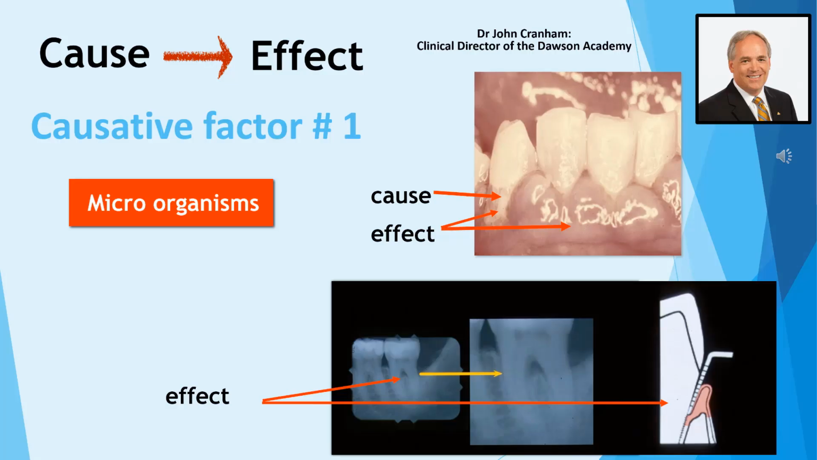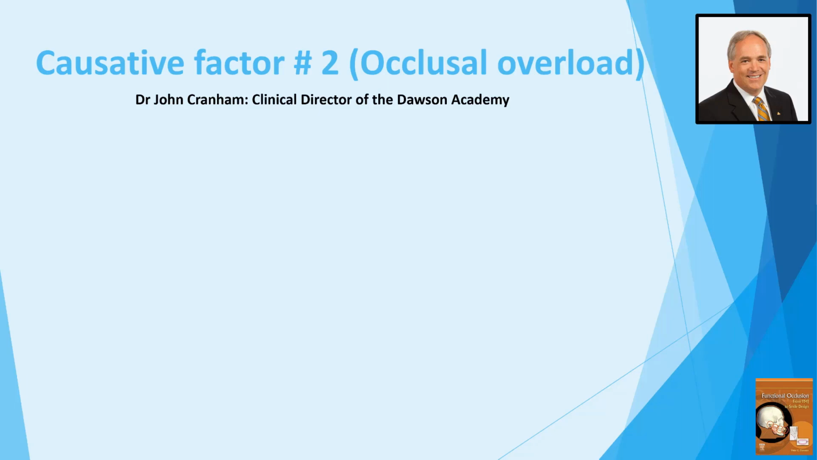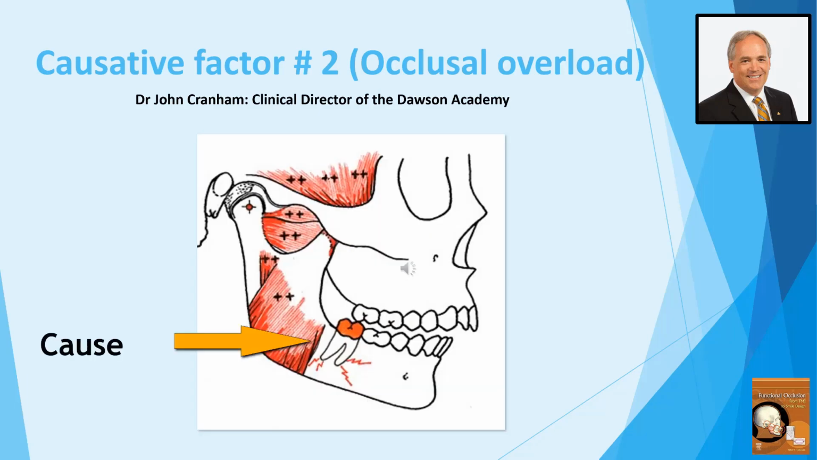Now, you remember a couple lectures ago, I played you a slide where Dr. Cranham was speaking, and he spoke of causative factor number 1, which was microorganisms. And then he spoke of causative factor number 2, occlusal overload. I'd like to play that again for you. I want you to hear it one more time. And again, I want you to see all the different possibilities that could occur if there is an interference in the posterior. The other causative factor that I want you to think about is the force on the teeth.